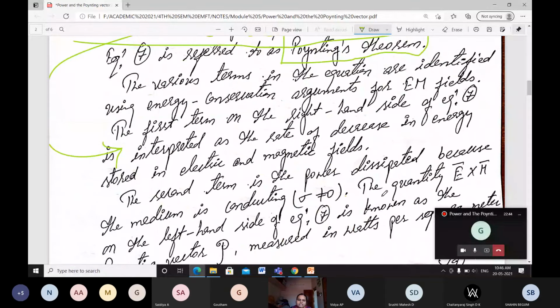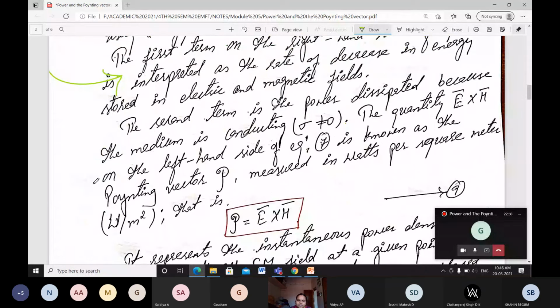The quantity E cross H on the left hand side of equation 7 is known as the Poynting vector. You should not write a capital P; it is written as a script letter P, a style to differentiate the Poynting vector from normal power. It is measured in watts per square meter. That is, P is equal to E cross H, the Poynting vector, don't get confused here. Take this as equation 9.